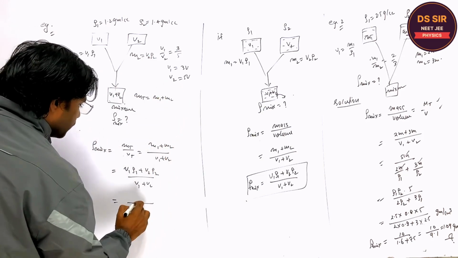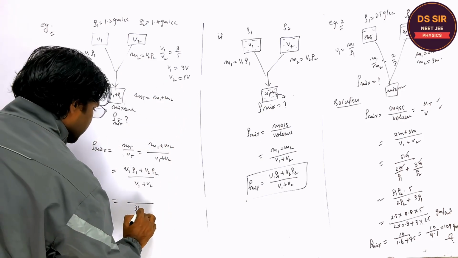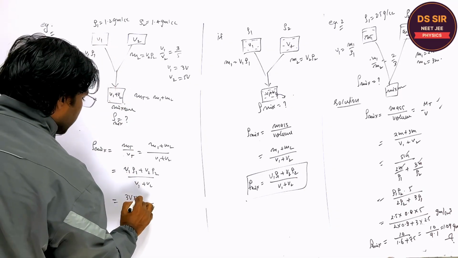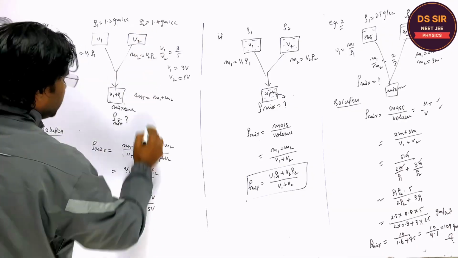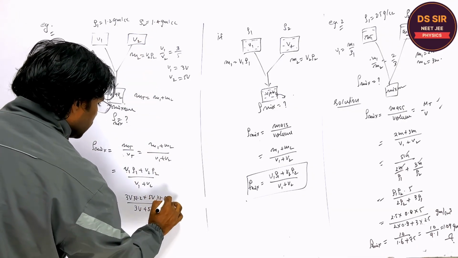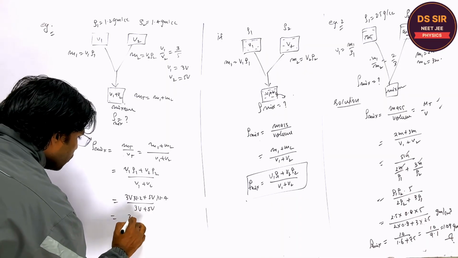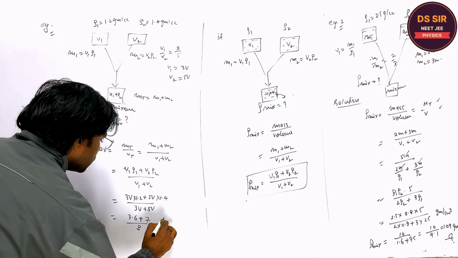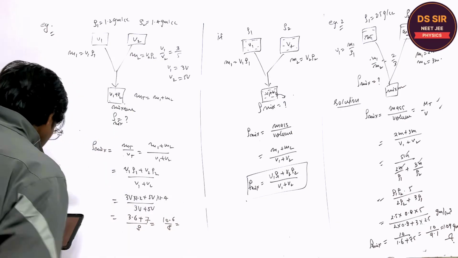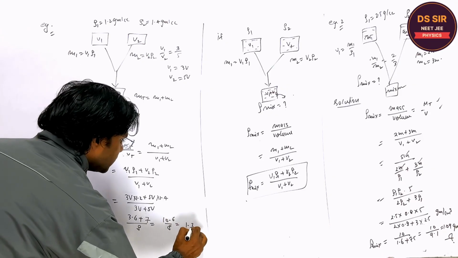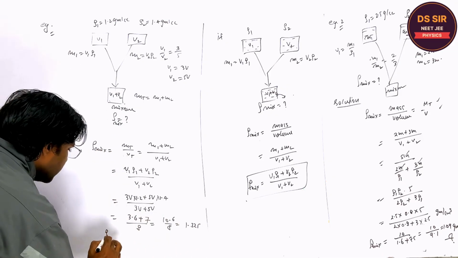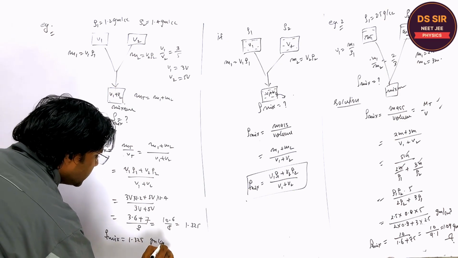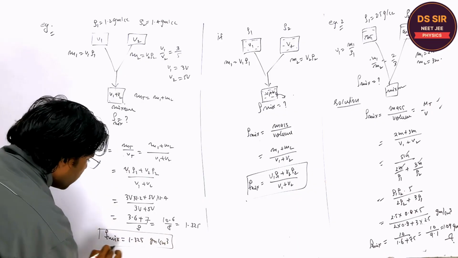The total volume 3V plus 5V, right, and the V1 is 3V, the density is 1.2, volume is 5V, density is 1.4. I think you understand. V will be common, 3.6, 7, and this is 8. So 10.6 upon 8, and when you solve this, the density is 1.325. So the density of the mixture is 1.325 gram per cc, right. This is the density of the mixture.